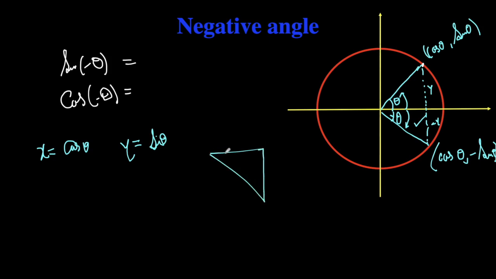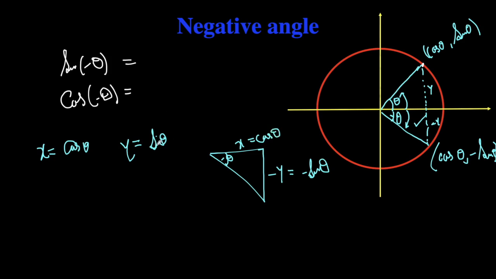Okay, so this is minus theta. Now this is your minus y, this is your x, so minus y is equal to minus sin theta, and this is your cos theta.